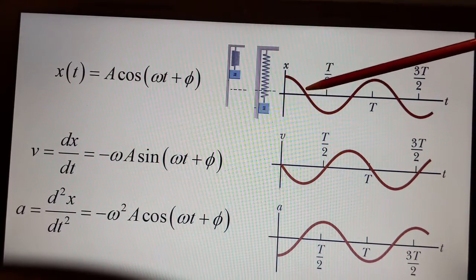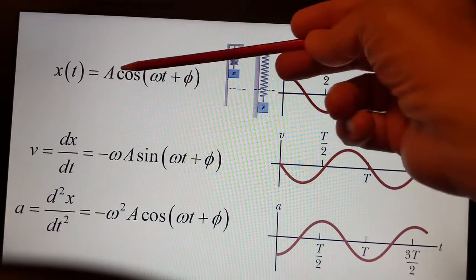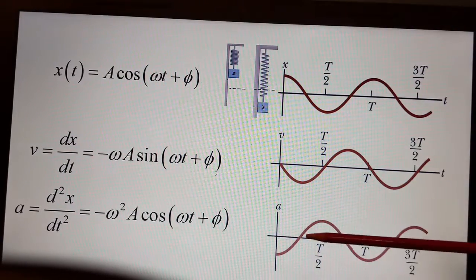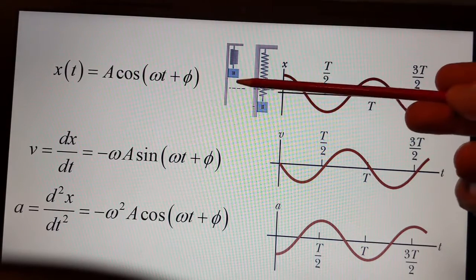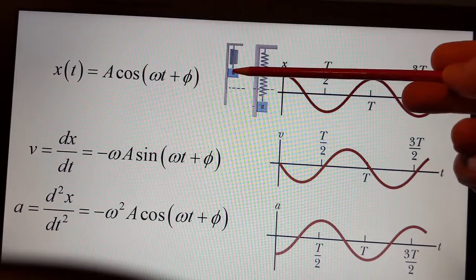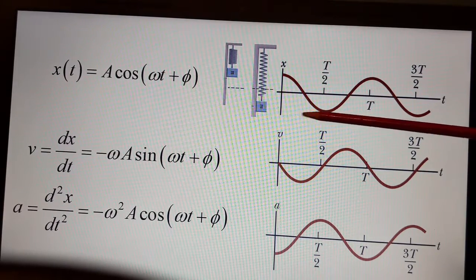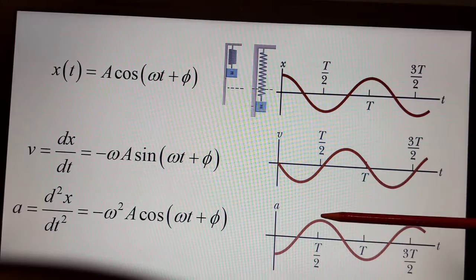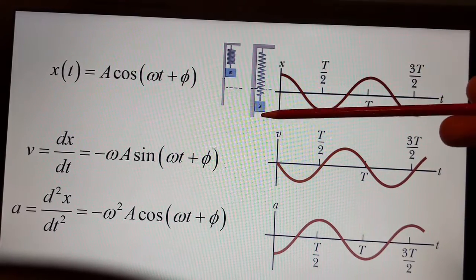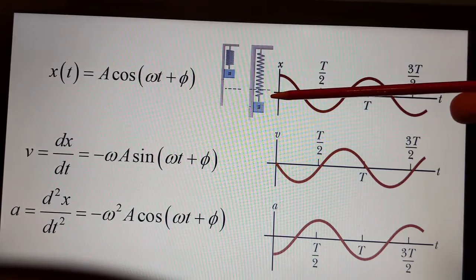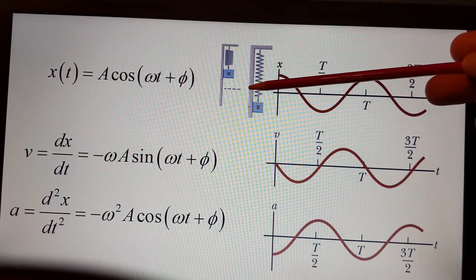And when x becomes 0, at that point this cosine would be 0, so this would also be 0. There's no acceleration when the mass is right here. So the acceleration is maximum here, and then again when this reaches the maximum value here, the acceleration becomes maximum. So acceleration is maximum here and here, and the acceleration is 0 here. The velocity is 0 here and here, and the velocity is maximum here.